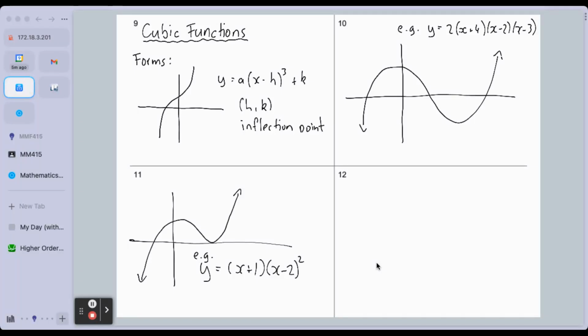So, last lesson, we reviewed quadratics and cubics, and I promised that we'd actually get onto something new for 415, and we'll do so now. So, the last thing we looked at was cubics, and on the screen there was the last thing we looked at.